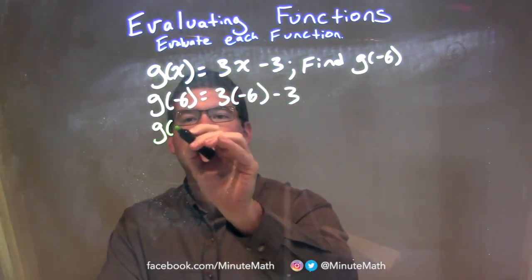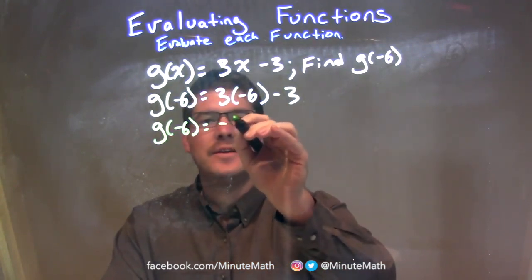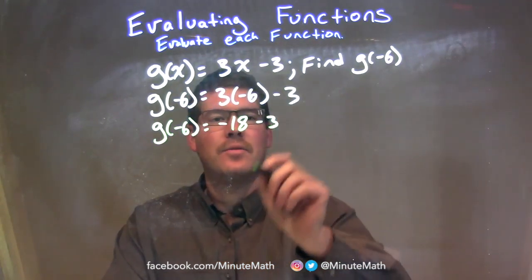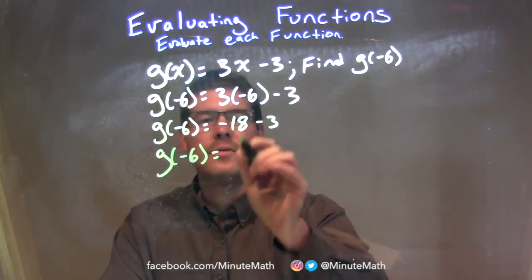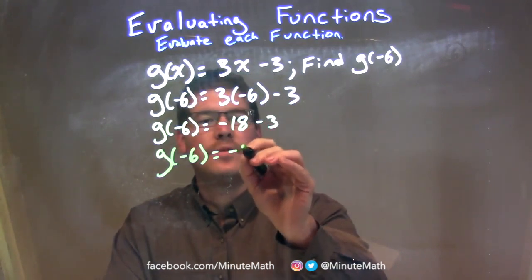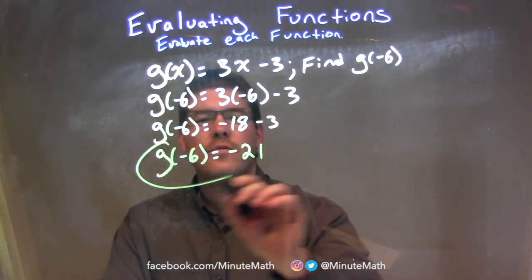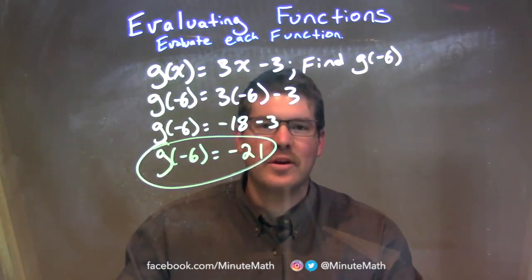G of negative 6 comes down. 3 times negative 6 is a negative 18. We have a minus 3. So g of negative 6 is equal to negative 18 minus 3, which is negative 21. So our final answer is g of negative 6 is equal to negative 21.